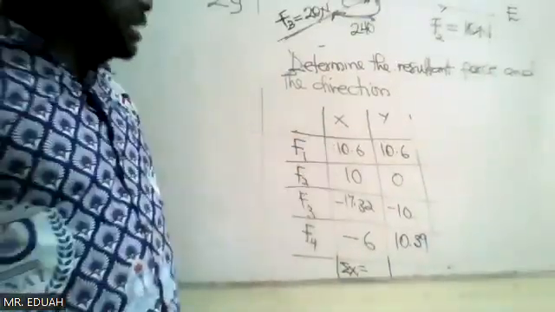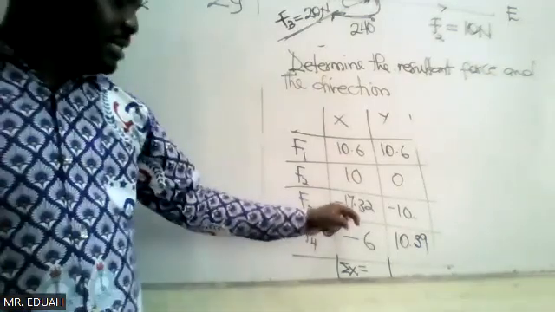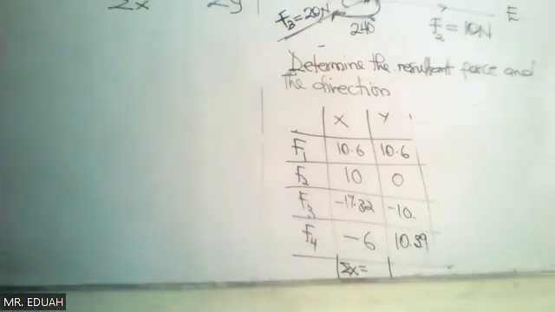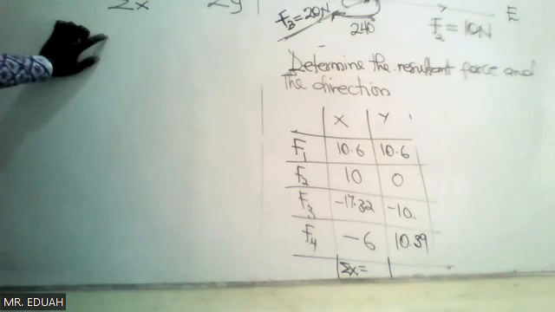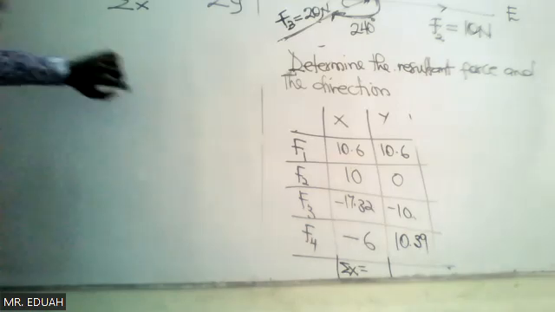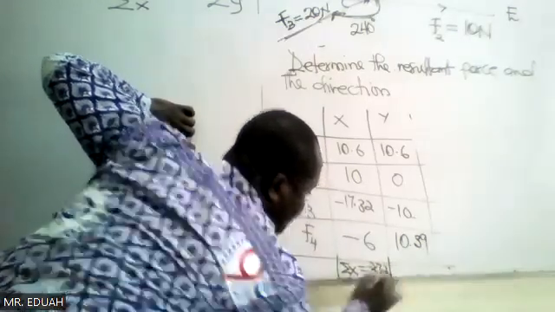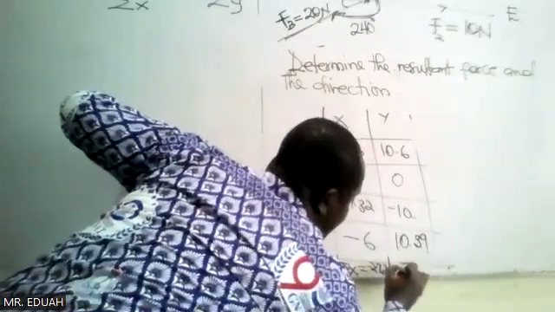So 10.6 plus this, 20.6 minus 17.32 minus 6. What will that give us? Negative 2.72. So minus 2.72. Then what about the summation of all the x's, all the y's?